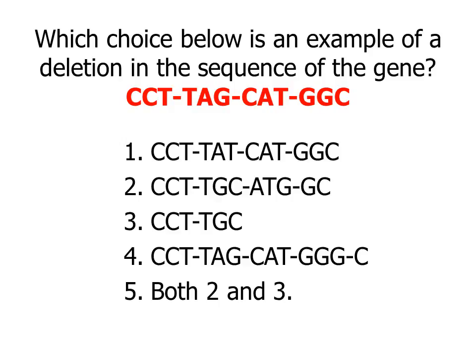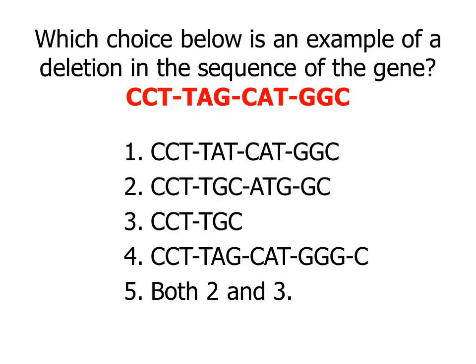The answer is number 5. So number 1 would be a point mutation. Can you find what's different in number 1? What's different is you see the tag that has become a TAT in number 1. So that G became a T. So that's a point mutation. That's when a single nucleotide gets messed up.